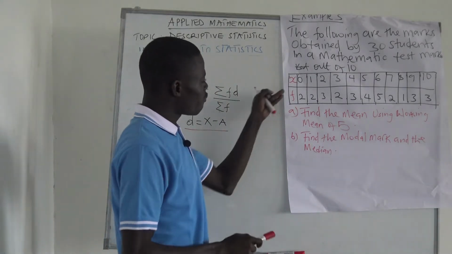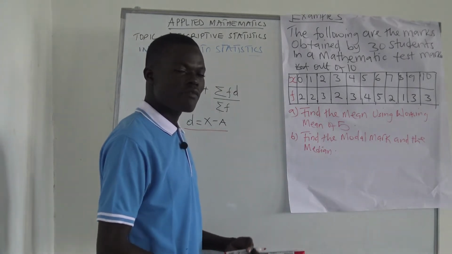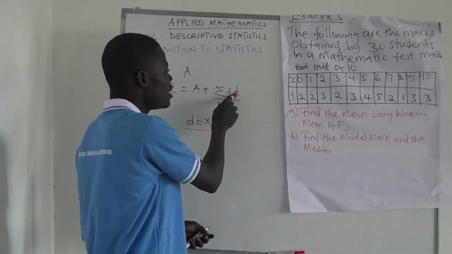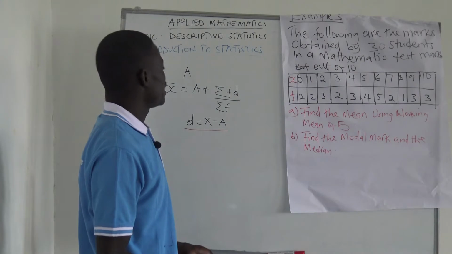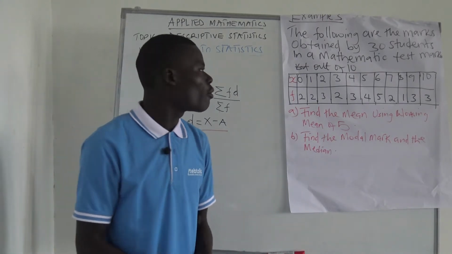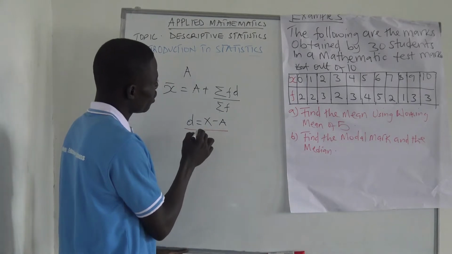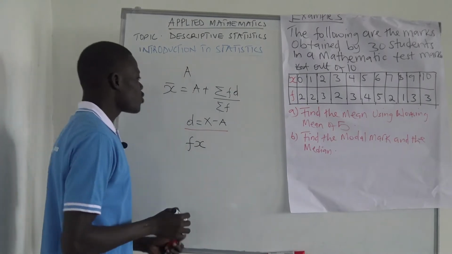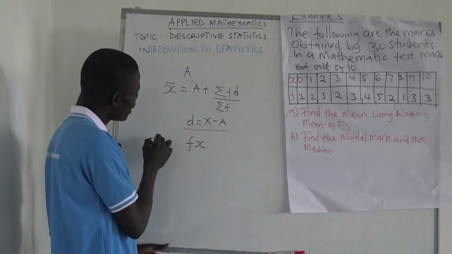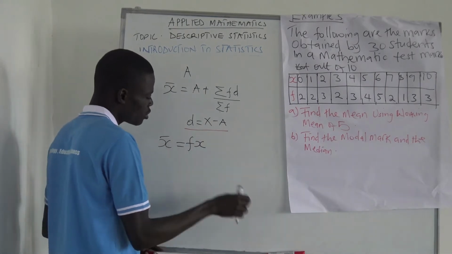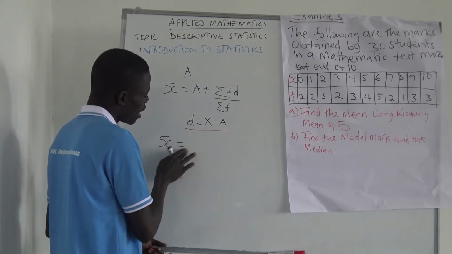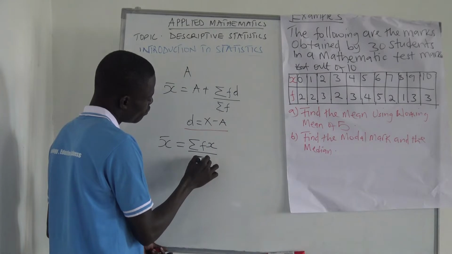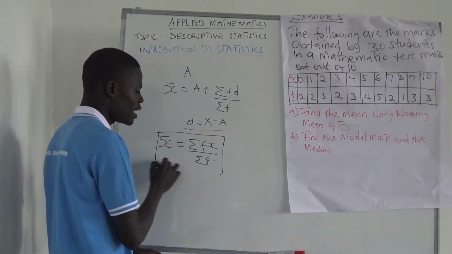Then we have the table for frequency. We have the column for variable x, the column for d, and then the column for fd. Those are the only things we need. At this time, we are not going to include the column for fx, because fx is used when you are not given an assumed mean, when we get our mean as summation of fx out of summation of f.